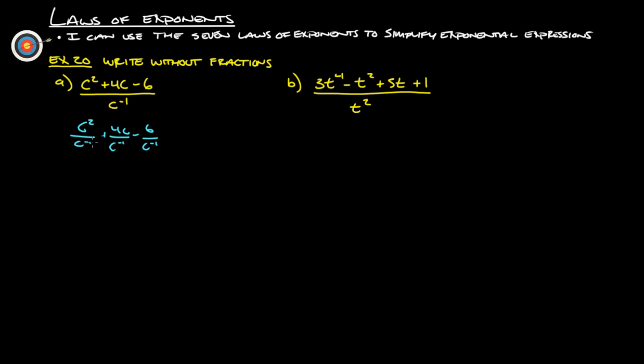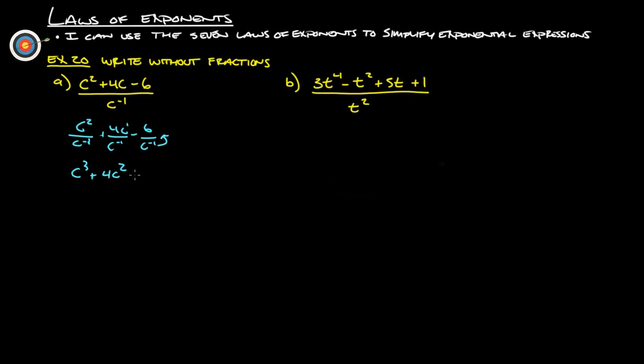2 minus negative 1 is actually 2 plus 1, so that's going to be c cubed. That's c to the first here, right? 1 minus negative 1 is actually 1 plus 1, so that's 4c squared. And then there's no c's up here, so we just move this up to the top. And that turns into negative 6c. Okay?